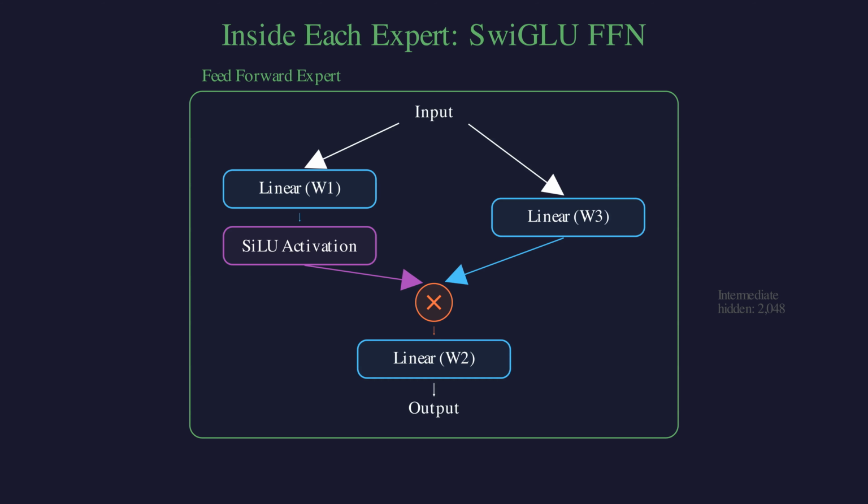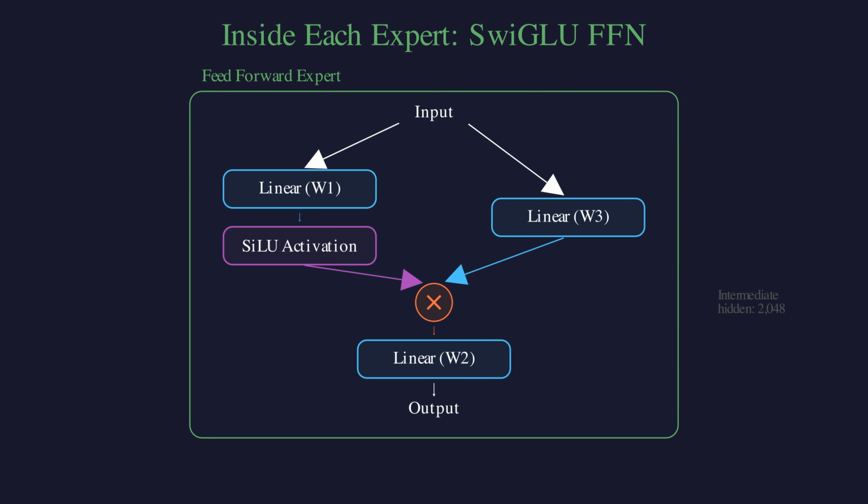Each of those experts is a SwiGLU feed-forward network. The input hits a linear layer that splits into two parallel paths. One passes through a SwiGLU activation and the other goes through a separate linear transformation. Those two paths multiply element-wise, and then a final projection brings everything back together. The intermediate dimension is 2048.